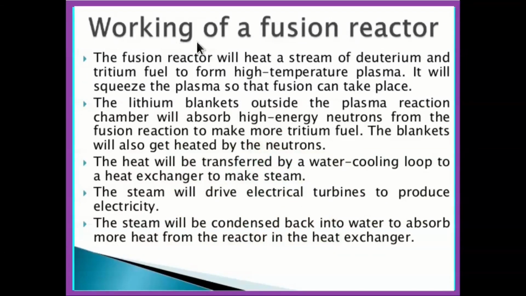Now, what is the working of a fusion reactor? The fusion reactor will heat a stream of deuterium and tritium fuel to form high temperature plasma. It will squeeze the plasma so that the fusion can take place. The lithium blankets outside the plasma reaction chamber will absorb high energy neutrons from the fusion reaction to make more tritium fuel. The blankets will also get heated by the neutrons. The heat will be transferred by a water cooling loop to a heat exchanger to make steam. The steam drives the electrical turbines to produce electricity. The steam will be condensed back into water to absorb more heat from the reactor into the heat exchanger.